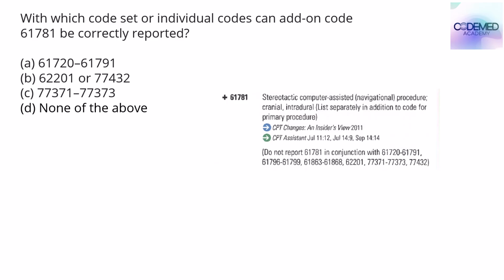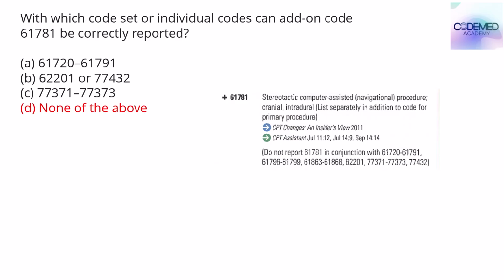Now here, the important thing is we need to read the parenthetical note. Do not report 61781 in conjunction with 61720 to 61791. That is our first option. Second is 62201 or 77432. So we have these codes, and these codes are also there. So you know what the answer is.